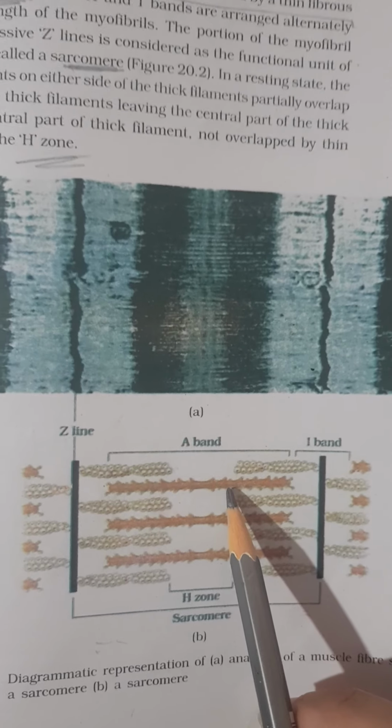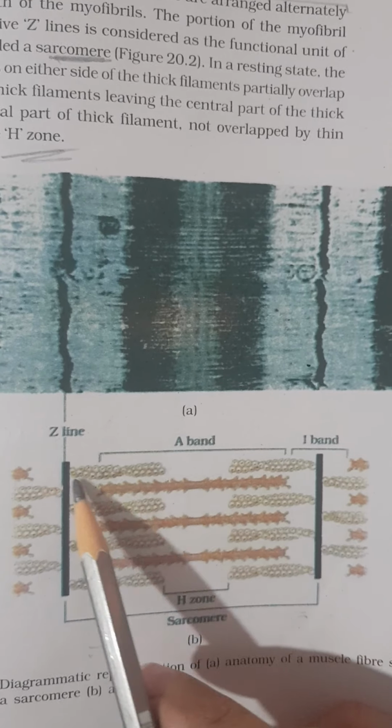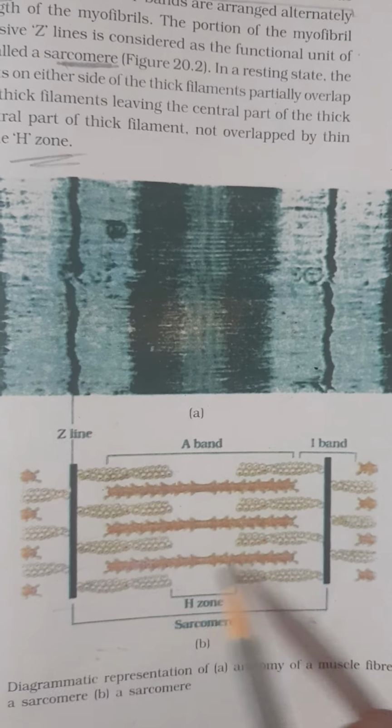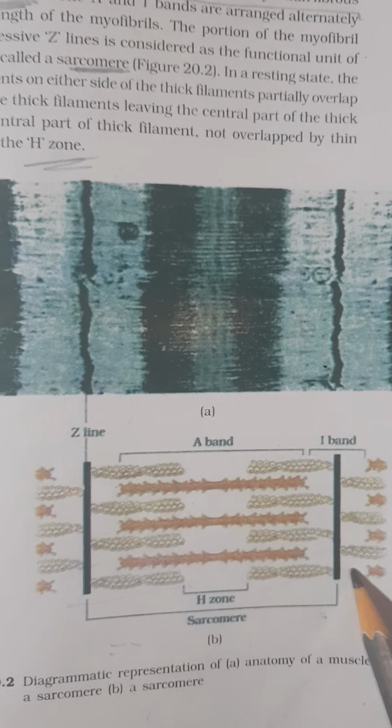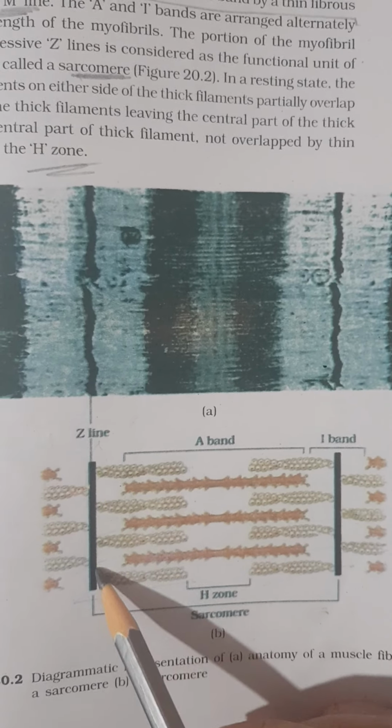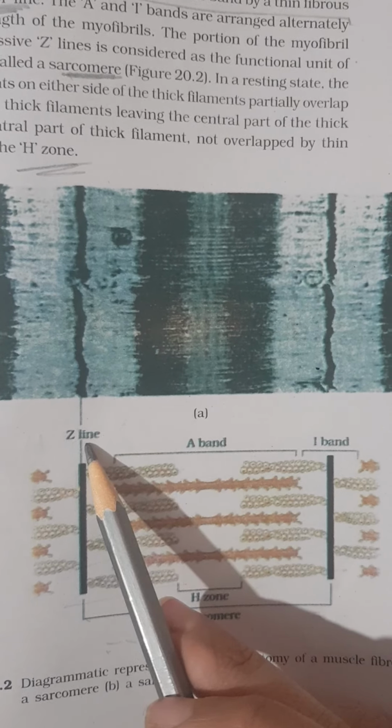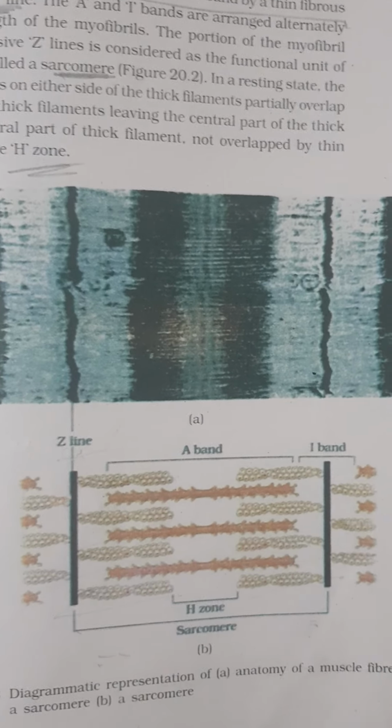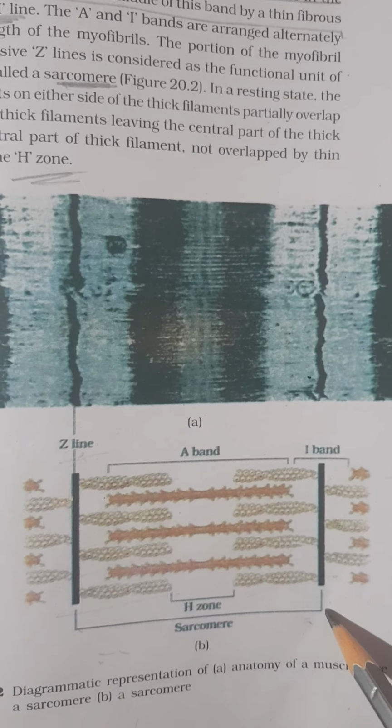I will just zoom in. Now see how they are arranged. They are arranged parallel to each other. You can see over here. Now, in between these thin filaments, there is a line called the Z line. Again, this dark one is the Z line.